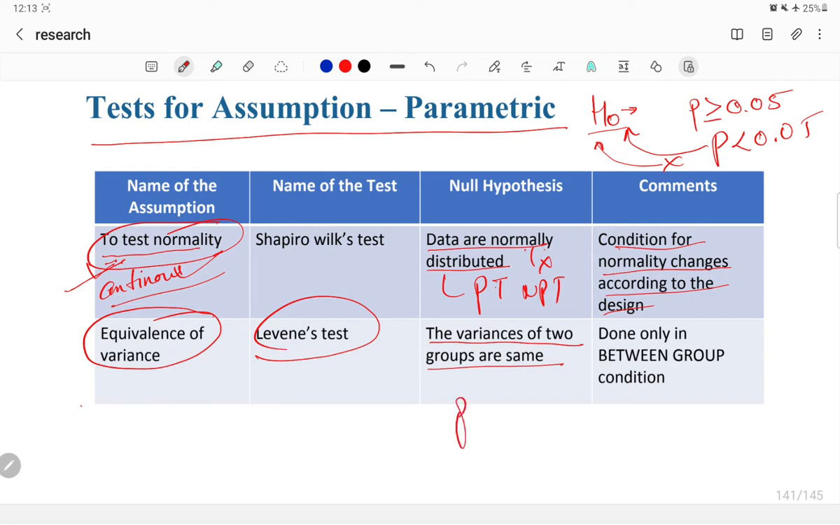So again you will apply the p concept, because after doing a test, every test gives one p value. Then you will correlate it and tell whether they are starting from the same point or not, or whether the variance is the same or not, just by the p value. And this note applies only to the between group condition. Only for between group.